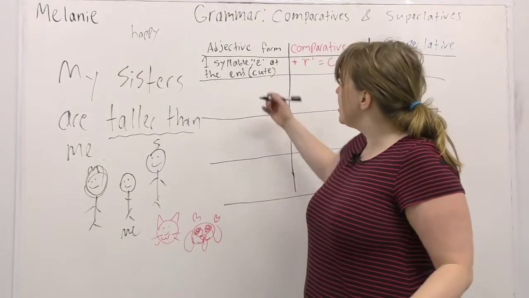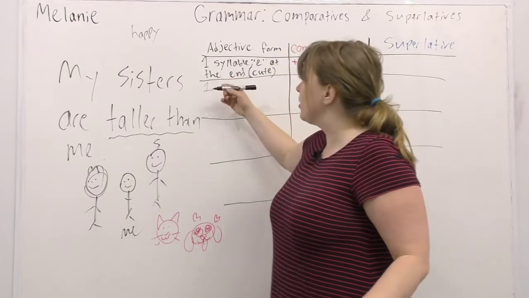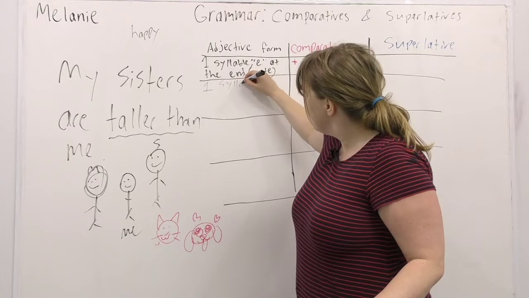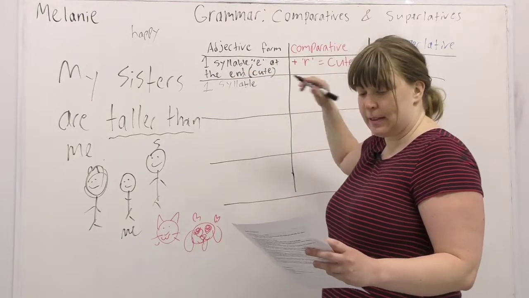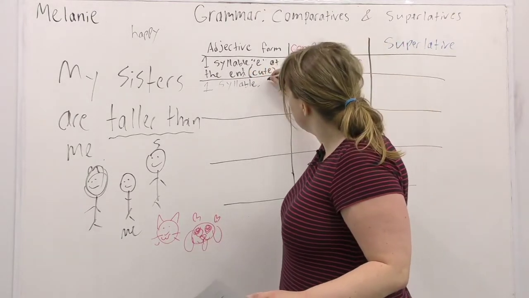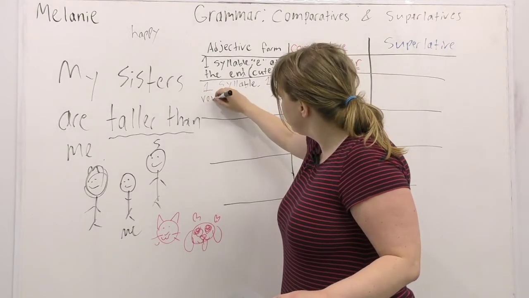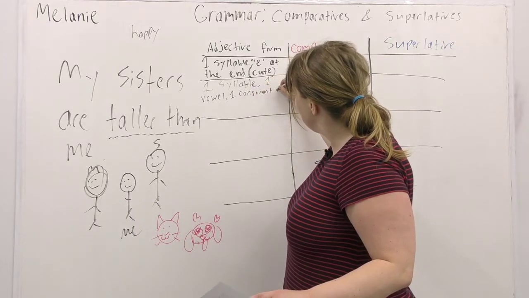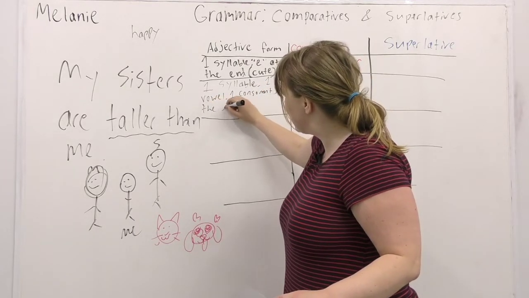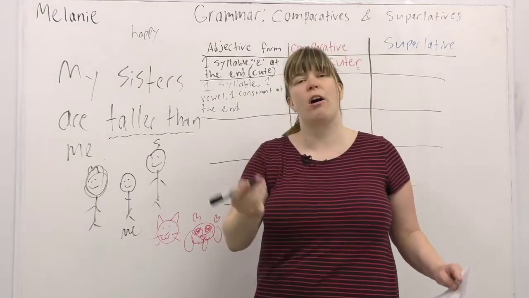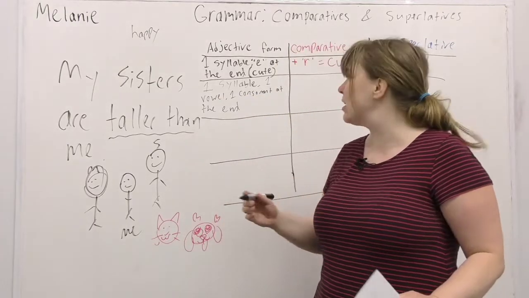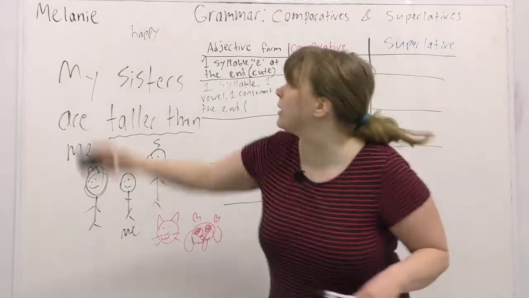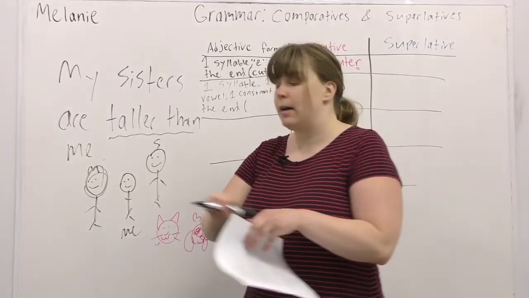Okay, next. So next word we're going to talk about is one syllable, one vowel, one consonant at the end. Okay, you guys know what a consonant and a vowel is, correct? Well, I'm going to just give you a quick example. So let's talk about the word hot.